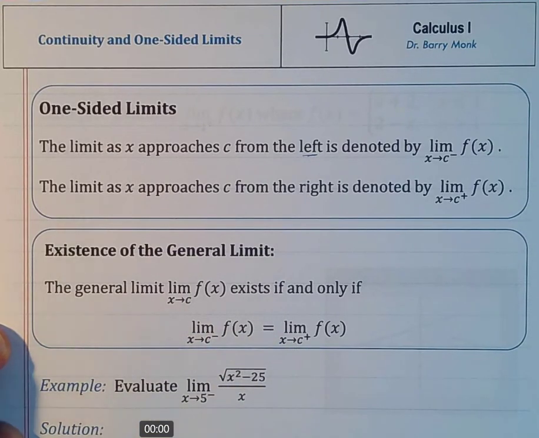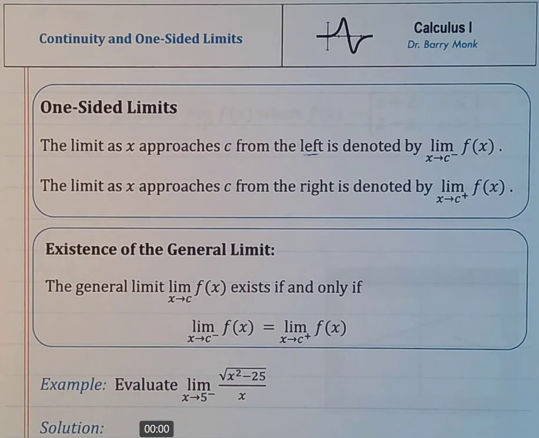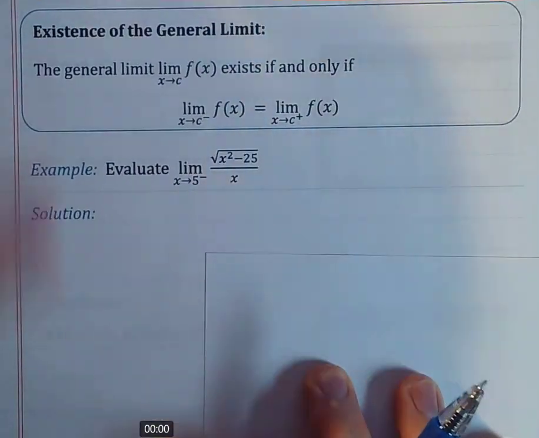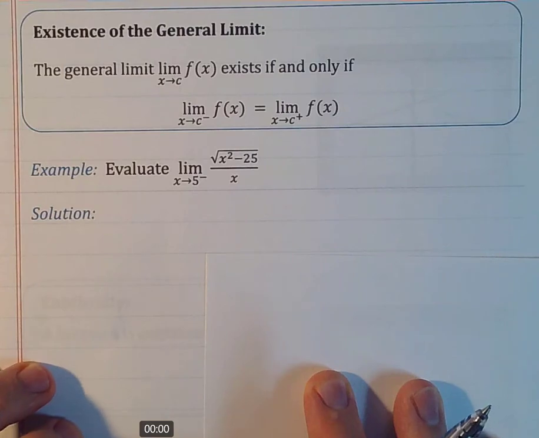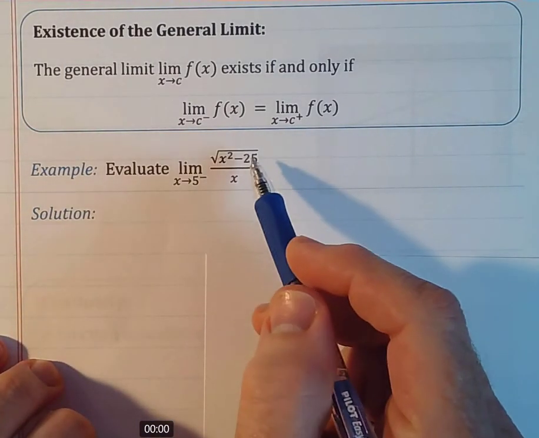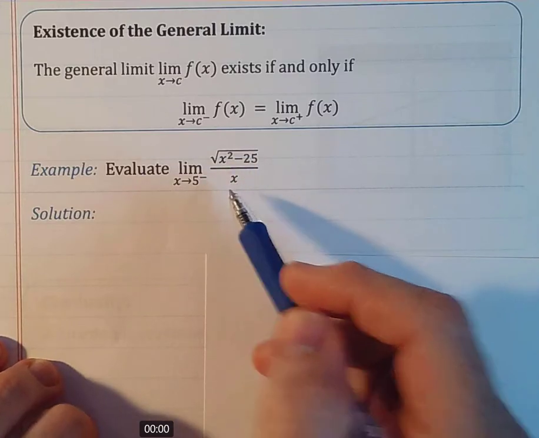And now I've said that in another video, in a different way, but it's saying that you've got to come towards the same number from both sides in order for that limit to exist. So let's look at an example. We want to evaluate the limit as x approaches 5 from the left of this function right here, the square root of x squared minus 25 over 5.